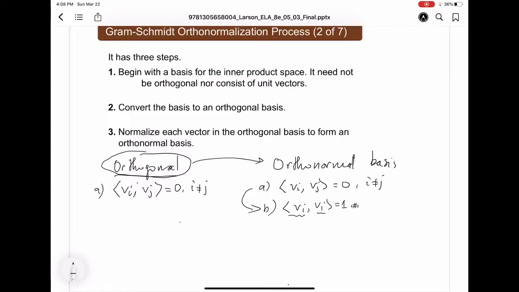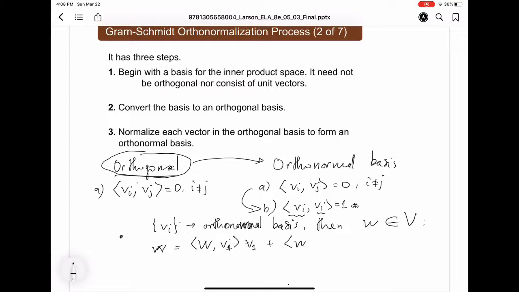The second thing is the importance of orthonormal bases. I think we discussed the following theorem. If you have an orthonormal basis v1 to vn, then for any w in the vector space, you can express w as the inner product of w with v1 times v1, plus the inner product of w with v2 times v2, and so on, up to the inner product of w with vn times vn. So basically, this theorem says that in order to find the coordinates of w, you just need to find the inner product of w with each vector in that orthonormal basis. And that is the importance of orthonormal bases.